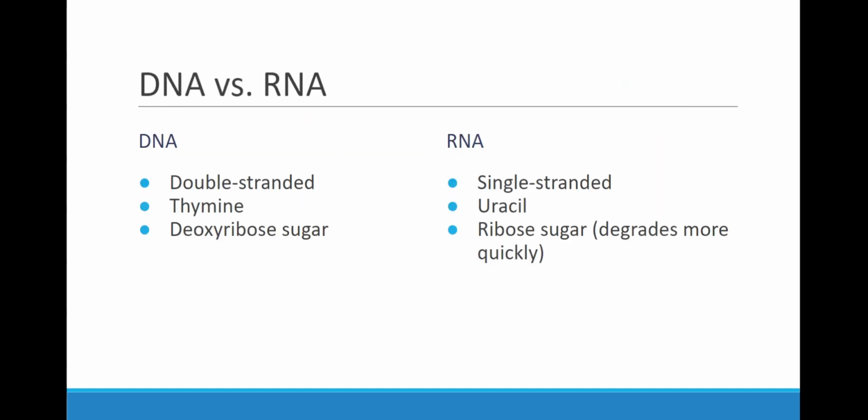In summary, here are the differences between DNA and RNA. DNA is double-stranded, whereas RNA is single-stranded. DNA contains thymine, whereas RNA contains uracil. And lastly, DNA contains a deoxyribose sugar, whereas RNA contains ribose.